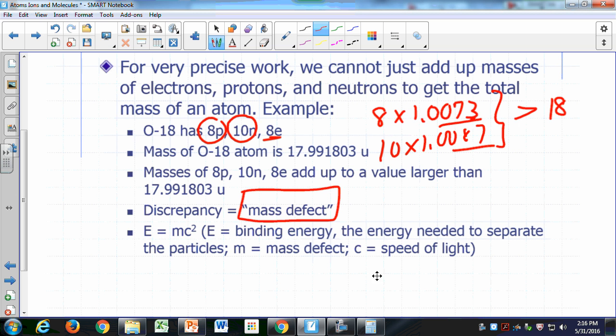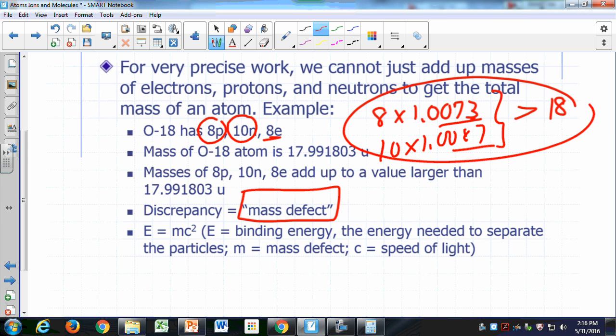So this number we have here, if we just add up all the masses, those would be the masses of the particles separately. If they're all separate from each other, you add up their masses, and you get a number higher than 18. But if you put them together in an atom and you get a stable atom, then they have to lose mass. So you say there's a conversion of mass to energy, and we have to put energy back in order to separate these particles from each other.